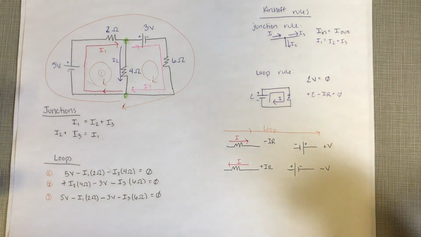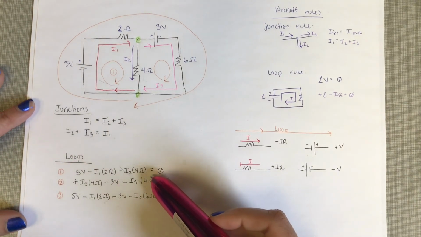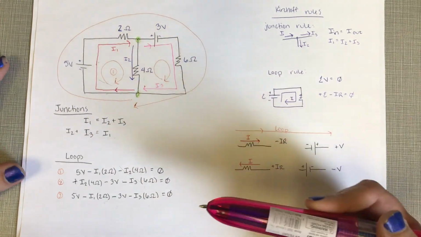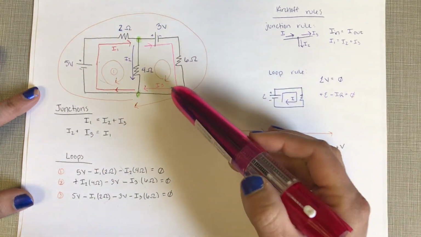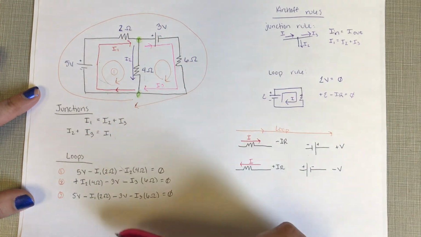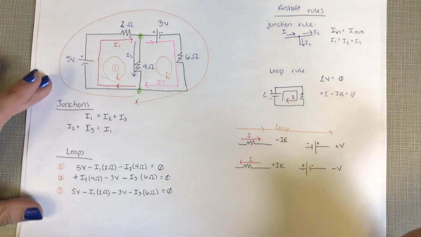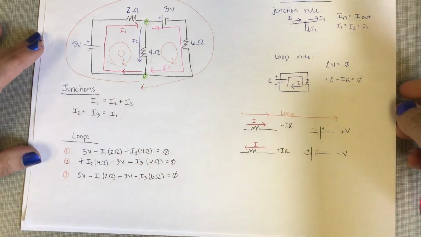Okay, so now we have a bunch of equations and a couple unknowns. Here our unknowns are I1, I2, and I3, and we have 4 equations to help us solve that. So we're pretty good. We're all set.